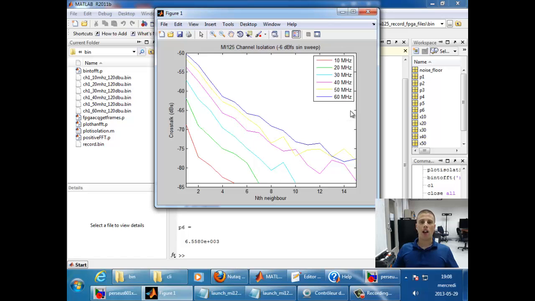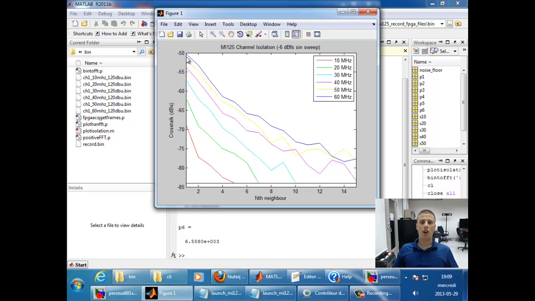On top of that, I have drawn the results for the 20 megahertz, 30, 40, 50 and 60 megahertz sine waves as well. And what we notice is that when we increase the frequency of the sine wave injected in channel number 1 of the MI125 card, the crosstalk increases. That shows that the isolation is better at lower frequencies, and that the crosstalk performance diminishes as the frequency increases.